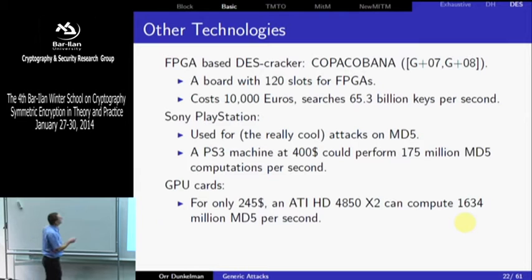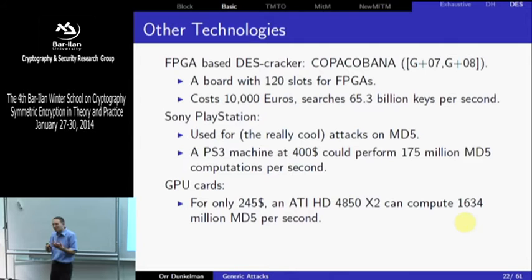There are also people who used the Sony PlayStation, for those of you who heard of the MD5 attacks and the rogue certificate attacks and all the noise that happened in 2008 by Stevens, Lenstra, de Weger, and the entire group there. They succeeded in generating a false certificate using MD5 collisions. They used Sony PlayStation 3s, and for $400, you get 170 million MD5 computations per second.